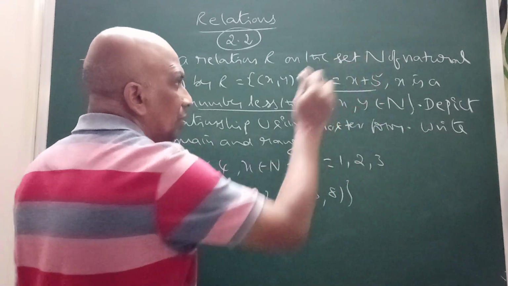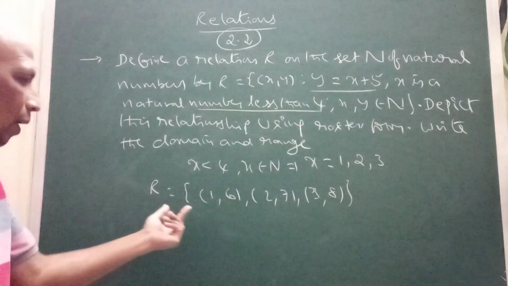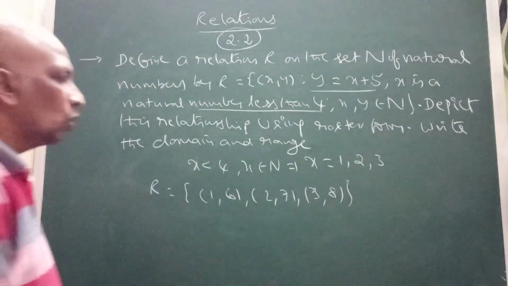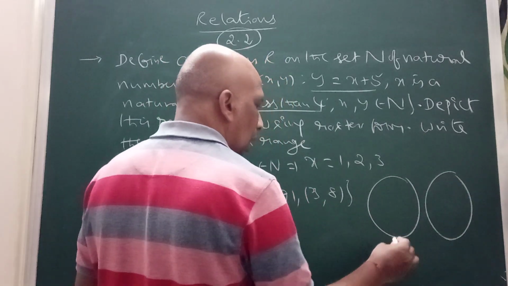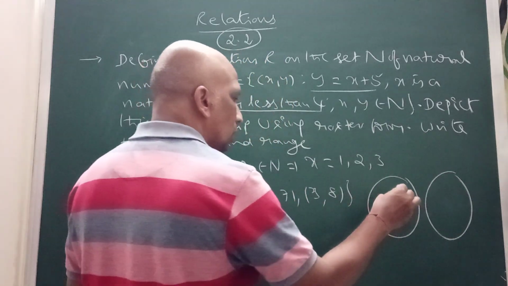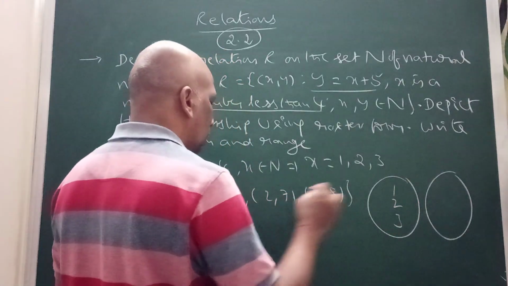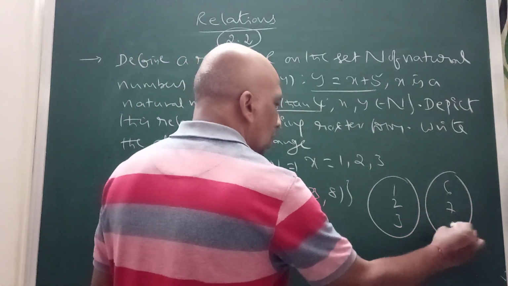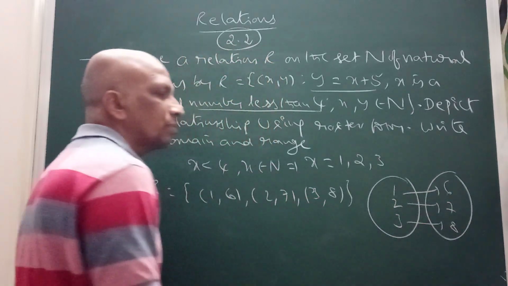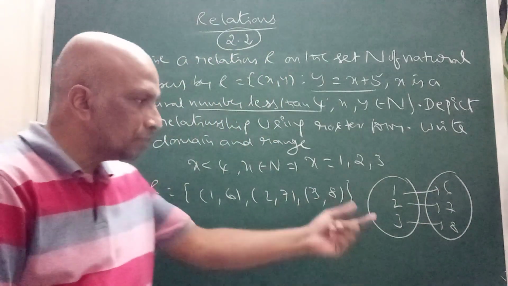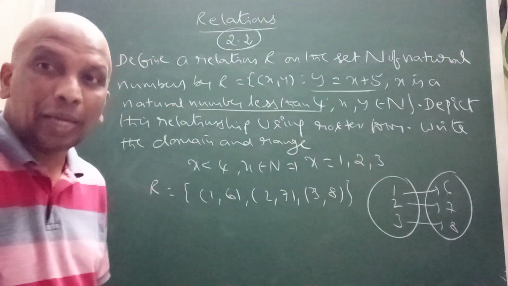Correct? Because this is the given relation y equal to x plus 5. I got this one. Correct? So then it can also be represented by an arrow diagram like this. When I am taking it like this, you can see 1, 2, 3, and I have 6, 7, 8 here, right? I can add 1 to 6, 2 to 7, 3 to 8. This is the arrow diagram for this relation.